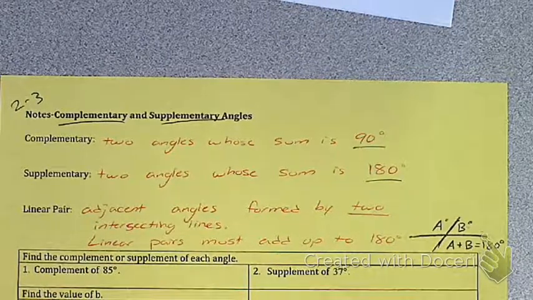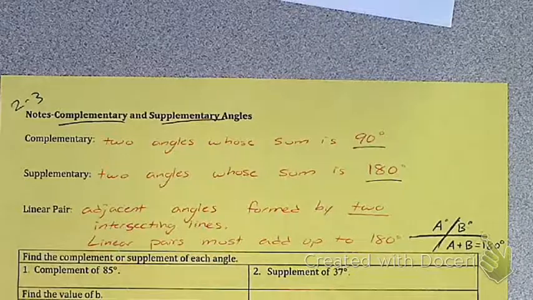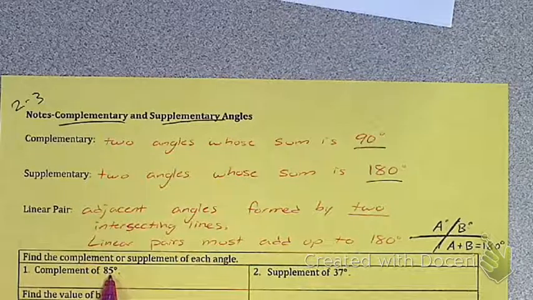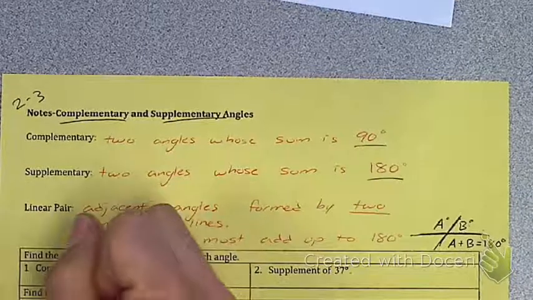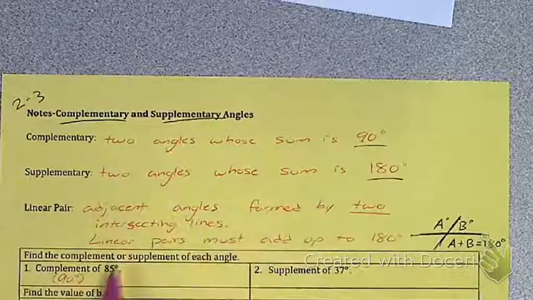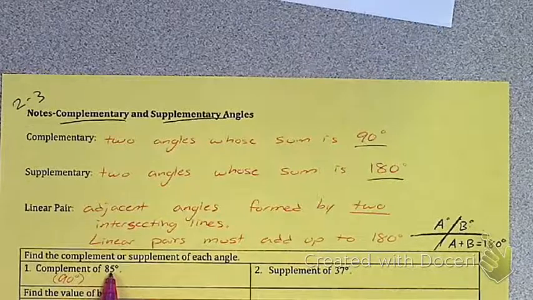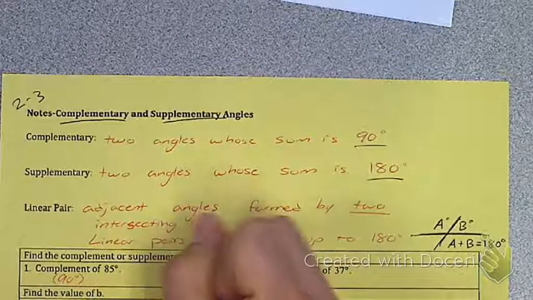So examples 1 and 2. Number 1 says find the complement of 85 degrees. We know that complement means 90. So I'm trying to look for 90 degrees. What plus 85 equals 90? The answer is 5 degrees.